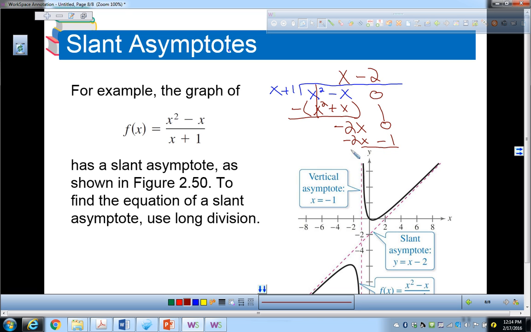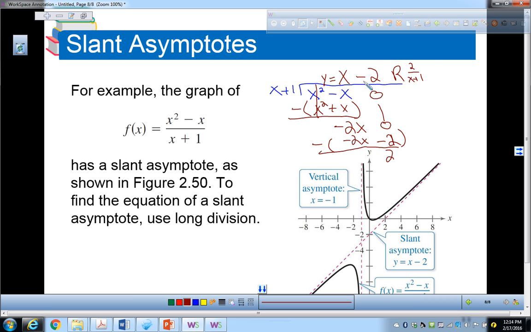Negative 2. Negative 2 times this makes negative 2x, and negative 2 times this makes negative 2. So when I subtract, I get 2. So x plus 1 goes into this x minus 2 remainder 2 over x plus 1, because it's 2 divided by this. The reason you have a slant asymptote is because as x gets really, really big, this function looks like y equals x minus 2, okay? And you only have to go 2 steps, because once you're at the equation of a line, you're done.